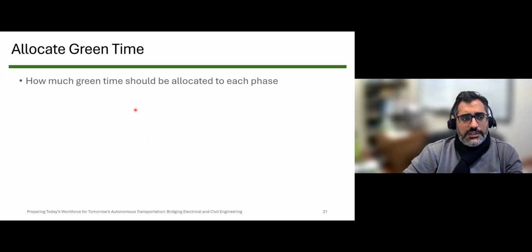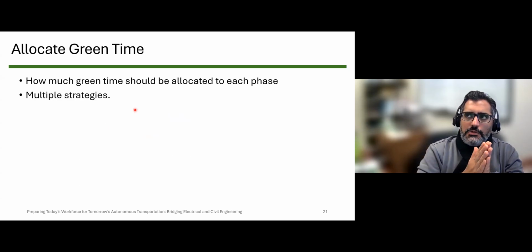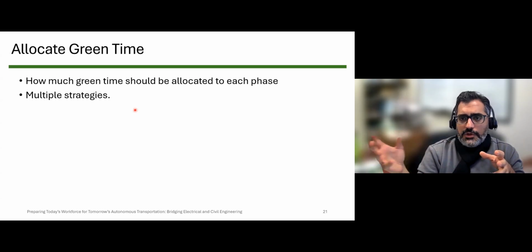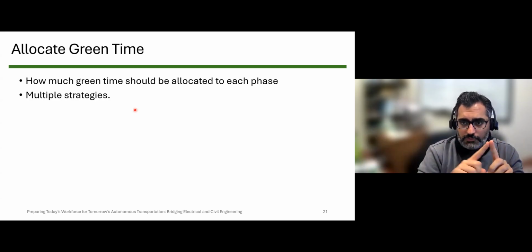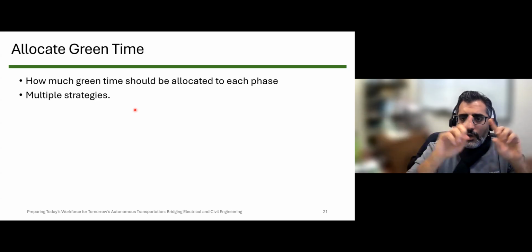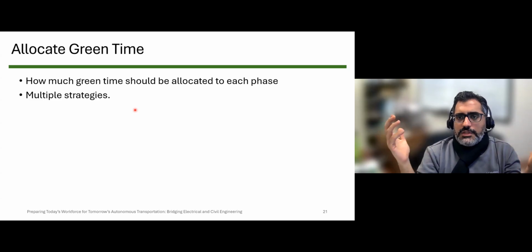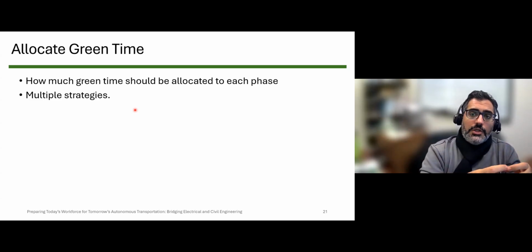When we find cycle length, the next step would be to allocate the green time. So let's say that you have 90 seconds of cycle length. You have three phases. How long should be the green on each one of these three phases? We know that if we add green, yellow, and all red, one complete cycle duration is 90 seconds or 120 seconds or 60 seconds, whatever we got from the previous step. Now, how long should be the green for each one of the movements?